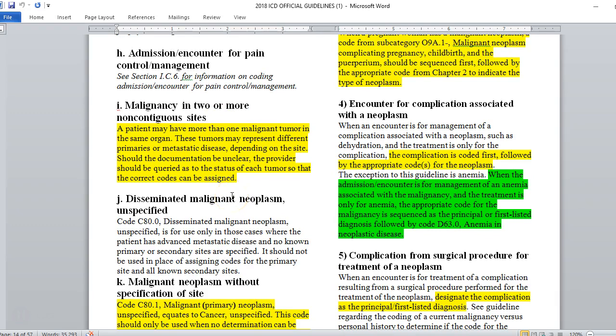So let's go down here. Malignancy in 2 or more non-contiguous sites, so not touching each other. A patient may have more than one malignant tumor in the same organ. These tumors may represent different primaries or metastatic diseases depending on the site. Should the documentation be unclear, the provider should be queried as to the state of each tumor so that the correct codes can be assigned. So again, make sure that we're always very clear. If there's 2 tumors in one site, that we understand if one of them is primary or secondary, or if they're both primary, or what the status of those tumors are.